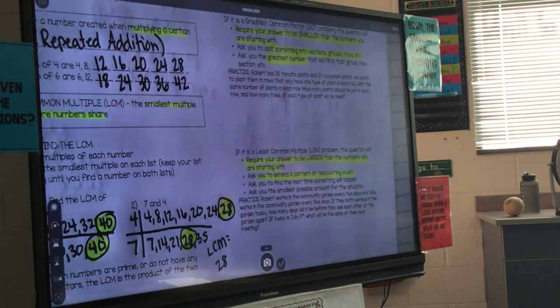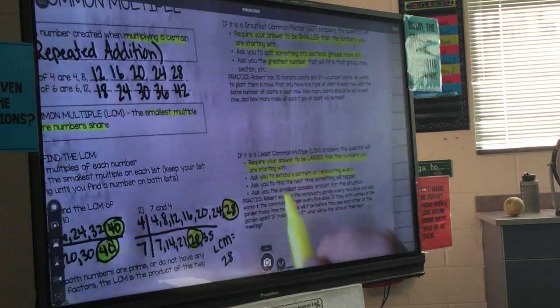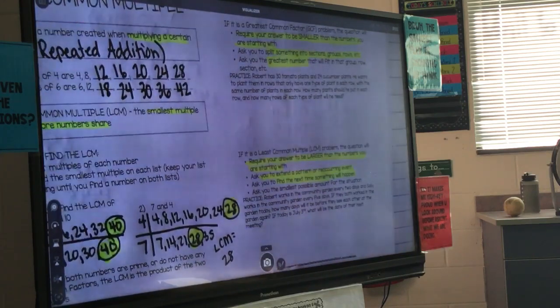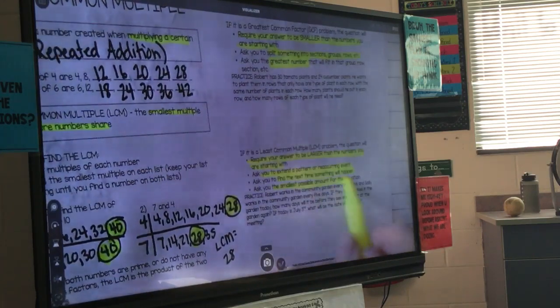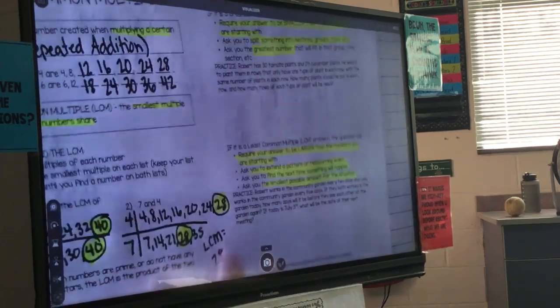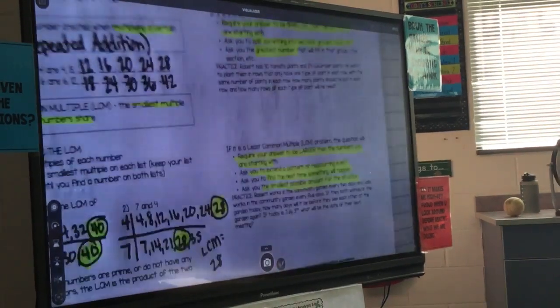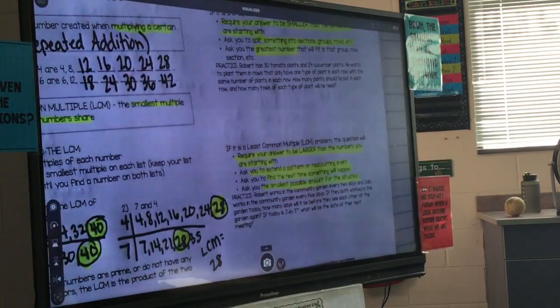It's going to ask you to continue trying to find until something happens on the same day. Then it's going to say find the next time something will happen. Smallest possible amount for the situation. So smallest, minimum, least, all of those words.